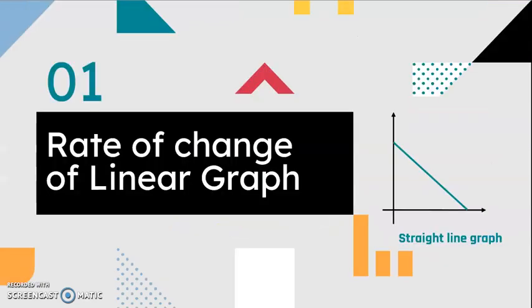So first, rate of change of linear graph. Okay, so what is linear graph? Linear graph, as you can see from here, it is a straight line graph. So the question is, how do we calculate the rate of change for this kind of graph?